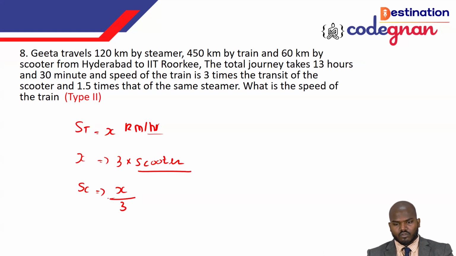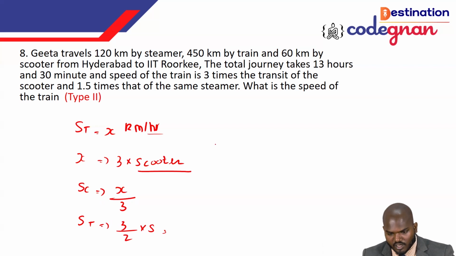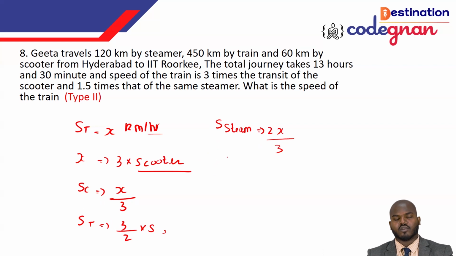Now, guys, the speed of the train is equal to 3 by 2 times the speed of the steamer. So the speed of the steamer, we can call it 2x over 3.